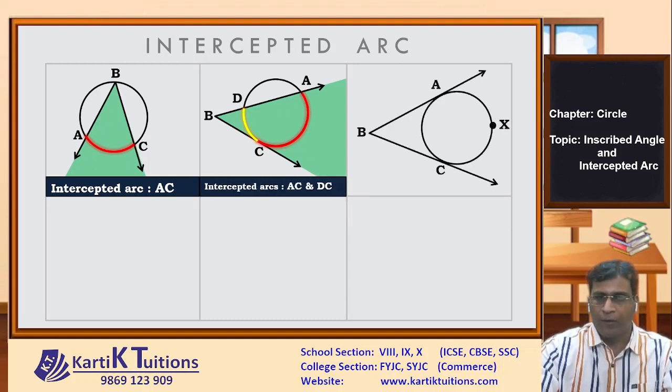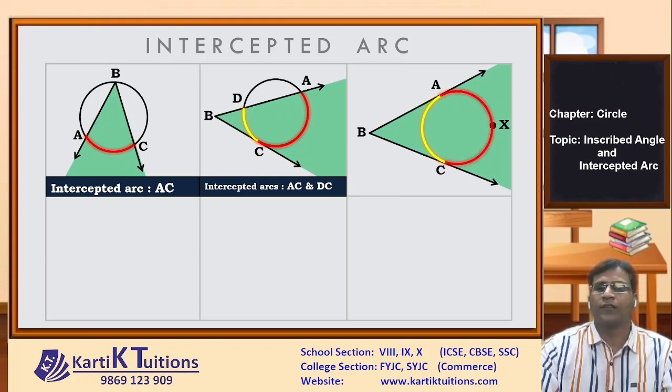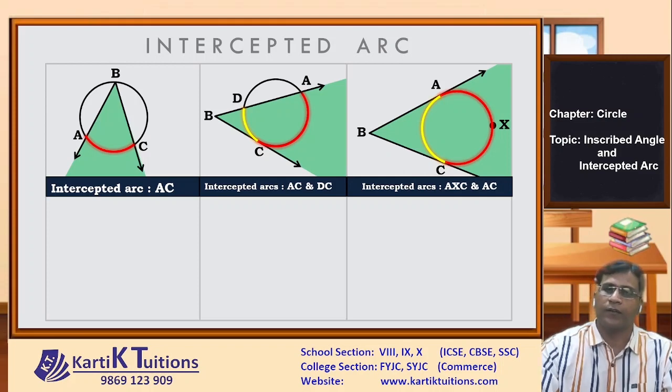Have a look at this figure. Now again, if you just observe, which are the arcs which lie in the interior of the angle? One is arc AXC, another is arc AC. So both the arcs are intercepted arcs.